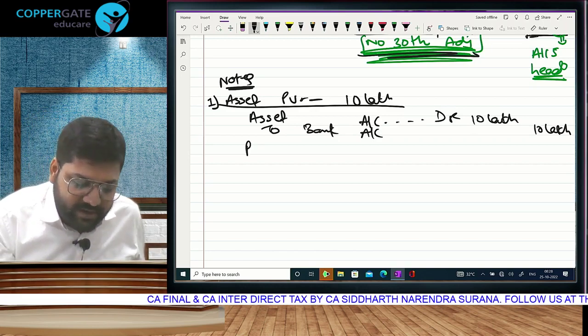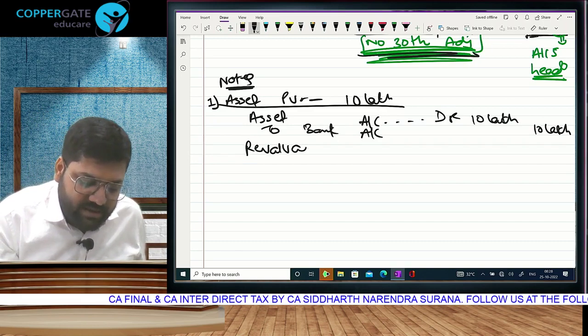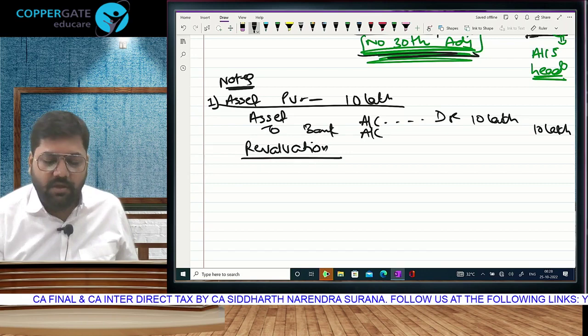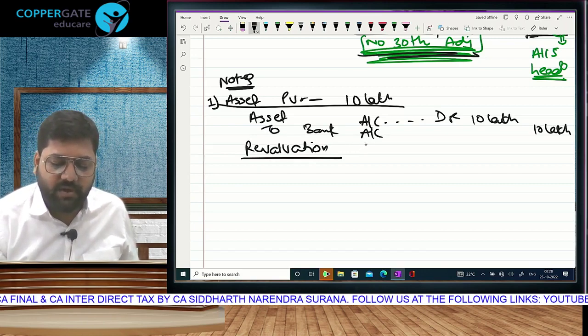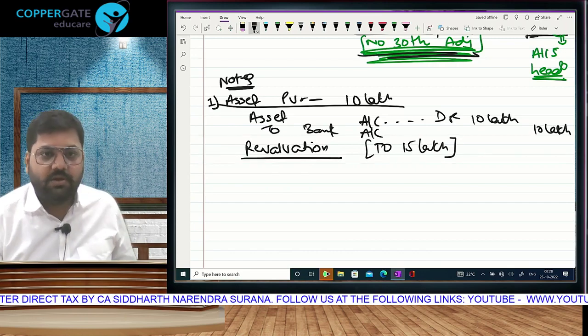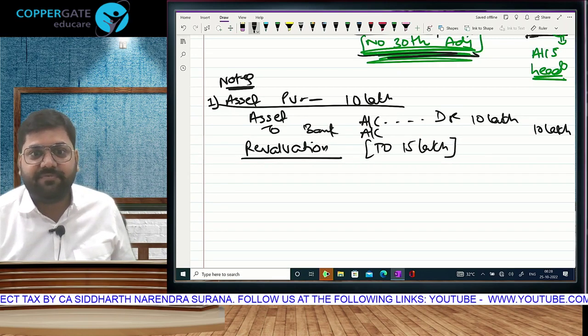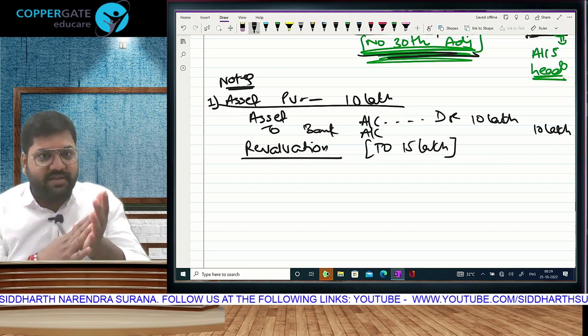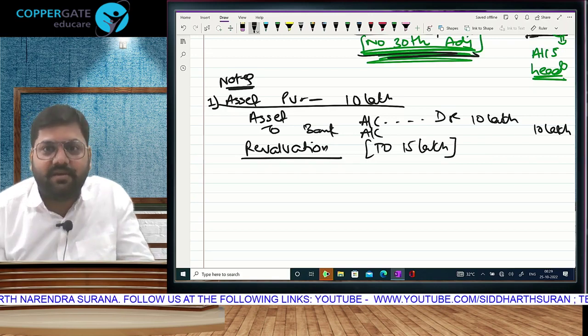बट वॉट यू हैव डन इज यू हैव पास्ड अ रिवैल्यूएशन एंट्री. Revaluation, you have done revaluation of your asset 2 to 15. 2 to 15 का मतलब क्या है मित्रों? You are not enhancing the value of asset by 15. Increase 2 to 15 मतलब increase by 5. 10 is already there. Increase by 5 and make it 15.